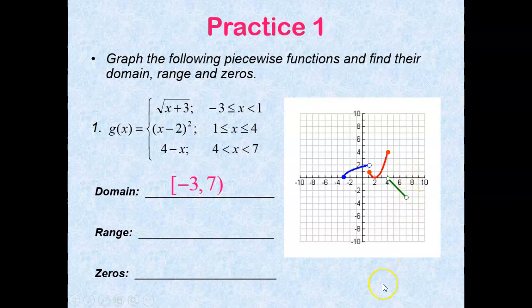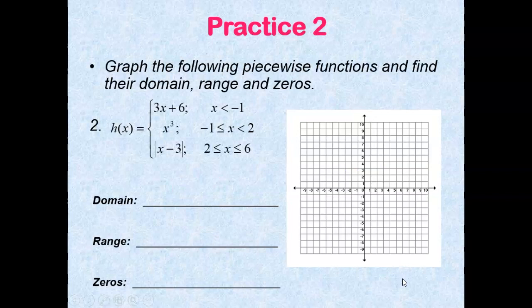Range is bottom to top, so you'd start down here at negative 3, work your way up to 4. Notice that even though there's an open circle here, there's a solid one here and here, so there is a number on that horizontal plane, so you don't have to skip any of those numbers. And then finally the zeros would be where it's actually touching the x-axis, so that's going to be here, here. That's an open circle, so it's not touching, so you just have the values x equals negative 3 and x equals 2.